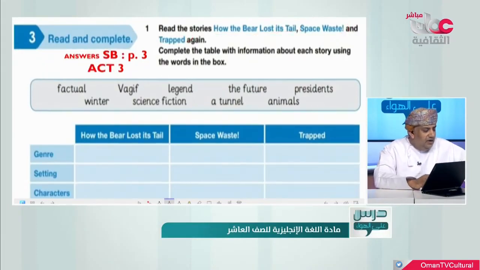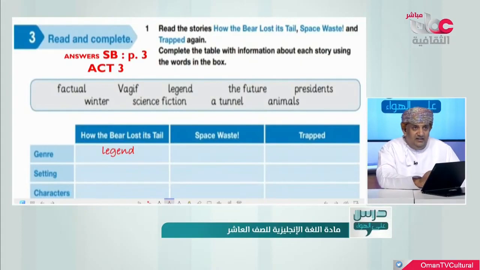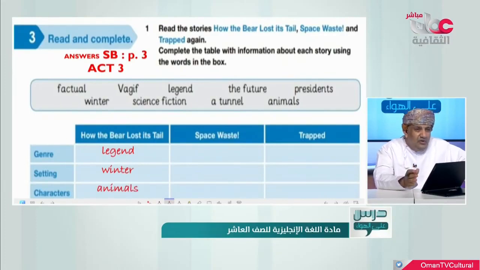Okay? Now, How the Bear Lost Its Tail. What's the genre for it? It's legend. يعني أسطورة. يعني مش حقيقية. The setting is winter. في الشتاء. حصلت في الشتاء. The characters are the animals. You know, the bear, the fox, and the bird.